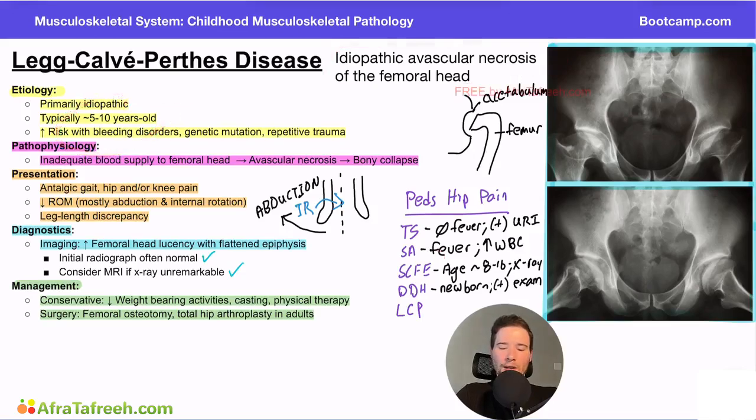Why? Because we talk about other conditions like a SCFE where patients are typically a little bit older, not always, there is some overlap, or things like developmental dysplasia of the hip where patients are typically even younger. This is a very key clue that they will give you in the question stem.